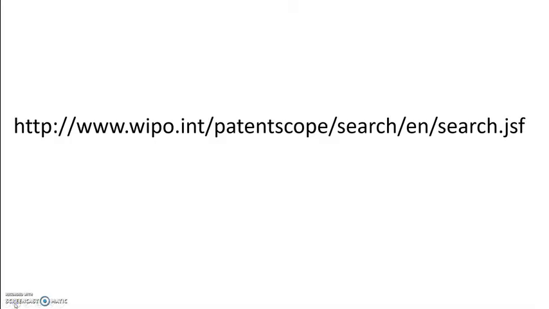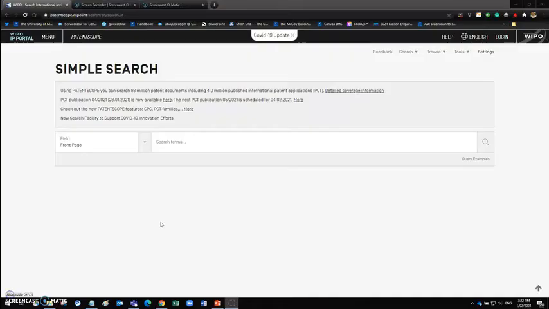The link to PatentScope is provided in this module, but in case you want the URL, it is shown here. So you may want to pause the video to copy it. So we are here in PatentScope and we want to search for patents for keep cups. You can search in a number of fields. In this case, we select any fields.